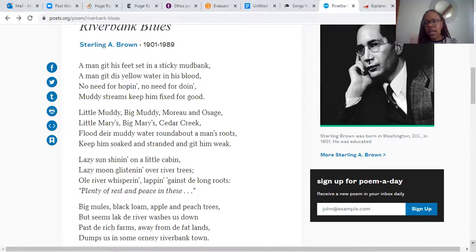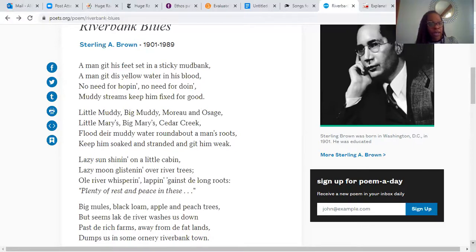So I guess two ways. How do you see it relating to the slave narrative, and what other figurative meaning were you able to pull from the text? Well, I also saw that. Go ahead, I'm sorry. Go ahead, Tasha. Yeah, I saw that he was comparing the river whispering, lapping against the roots.